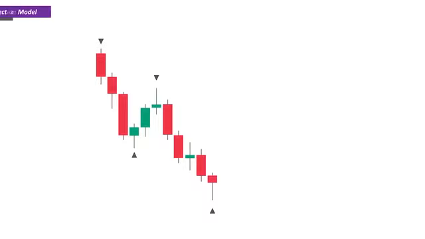Now, let's have a recap of the bearish scenario, but this time include the discount and premium concepts.